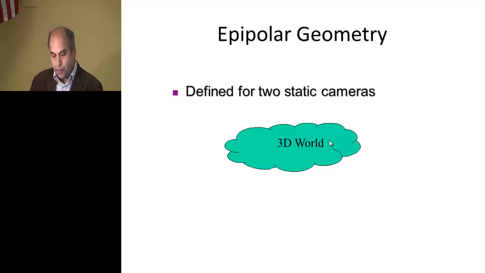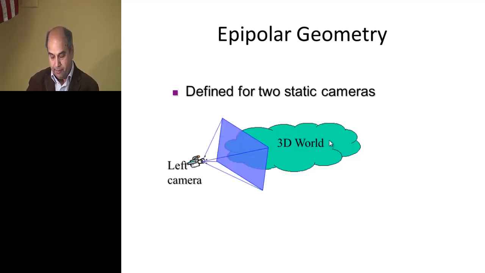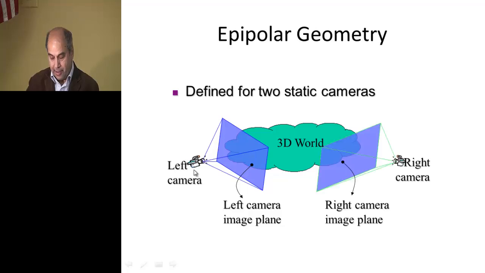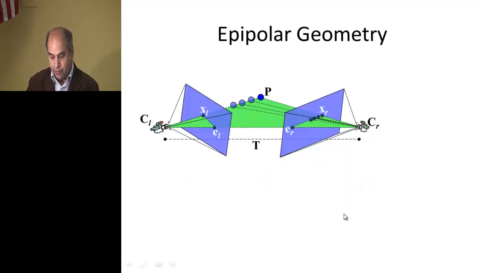Okay, so what we have here is a 3D world like this one. We want to take a picture. We take two pictures. There's one picture from the left camera, and this is the image plane of the camera. This is the camera center, and we take another picture with the right camera, and this is the image plane of the right camera.